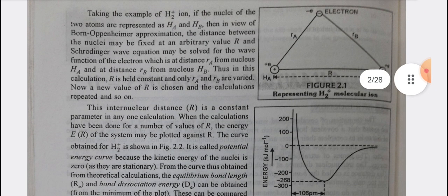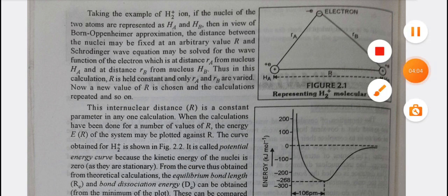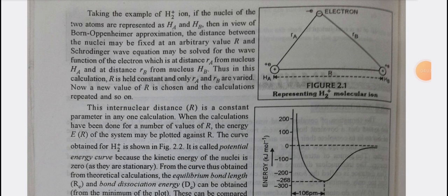Taking the example of the H2+ ion, if the nuclei of the two atoms are represented as HA and HB, then in view of the Born-Oppenheimer approximation, the distance between the nuclei may be fixed at an arbitrary value R, and the Schrödinger wave equation may be solved for the wave function of the electron, which is at a distance Ra from the nucleus HA and distance Rb from the nucleus HB. Thus, in this calculation, R is held constant and only Ra and Rb are varied. Now a new value of R is chosen and the calculation repeated, and so on. This internuclear distance R is a constant parameter in one calculation.